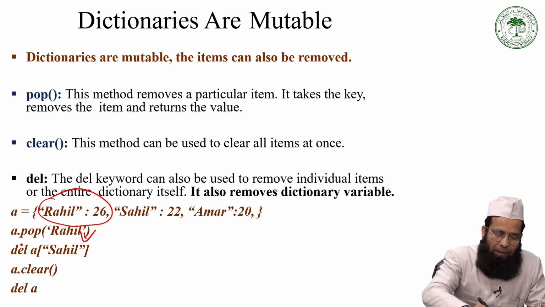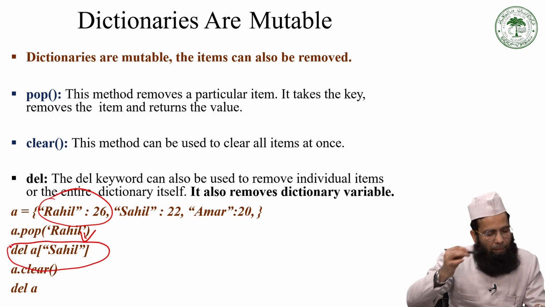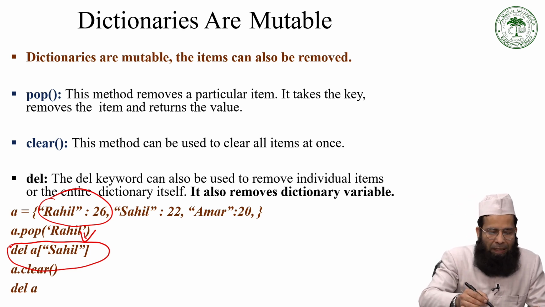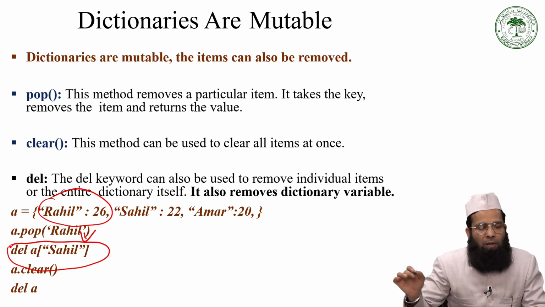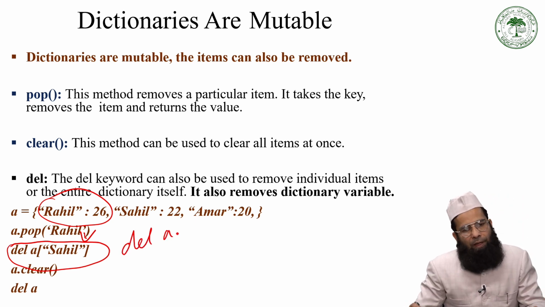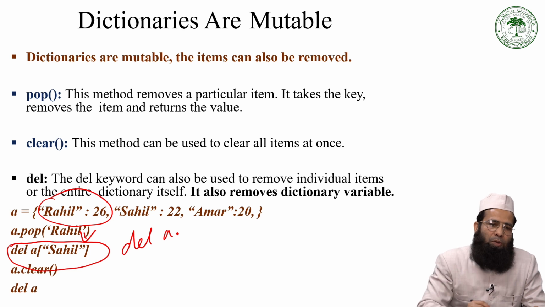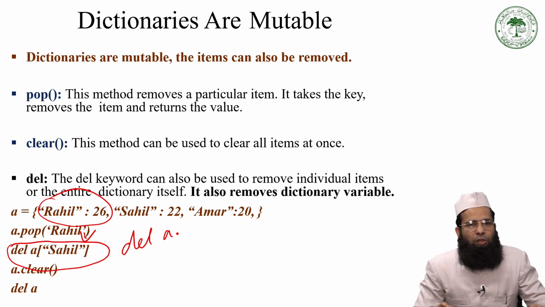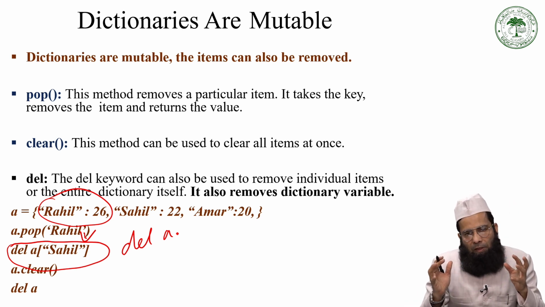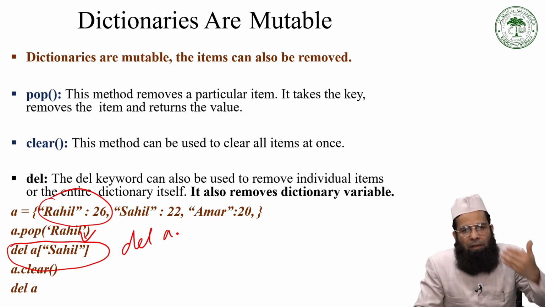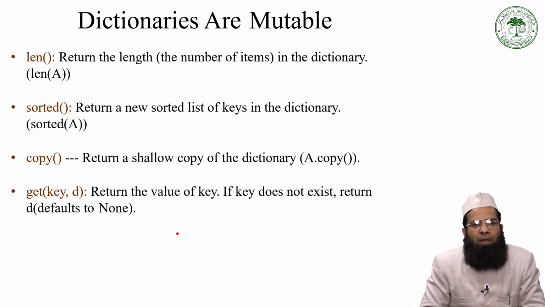Similarly, you can delete an individual element using the del function. The del function can also be used to delete the whole dictionary. If I write here del A, the whole dictionary would be deleted. You can also use the clear method to clear the whole dictionary. So these are different ways through which you can delete some elements of the dictionary, or you could even delete the whole dictionary.